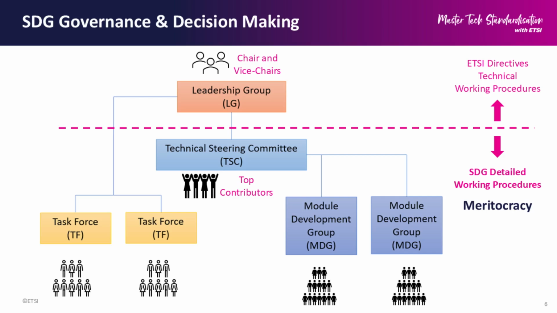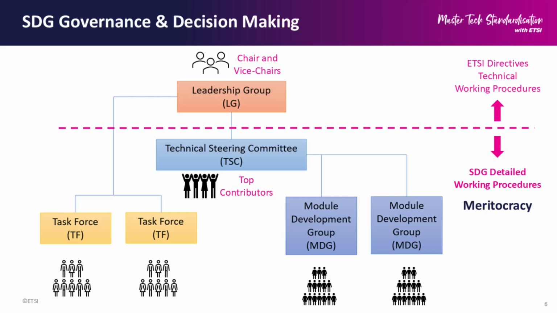The leadership group sits on top. This consists of the chair and vice chairs. Their role is setting the SDG vision, acting as external representatives of the SDG, managing the liaison with external organisations, and coordinating marketing efforts. The Technical Steering Committee is responsible for the overall software architecture, feature prioritisation, and release management.